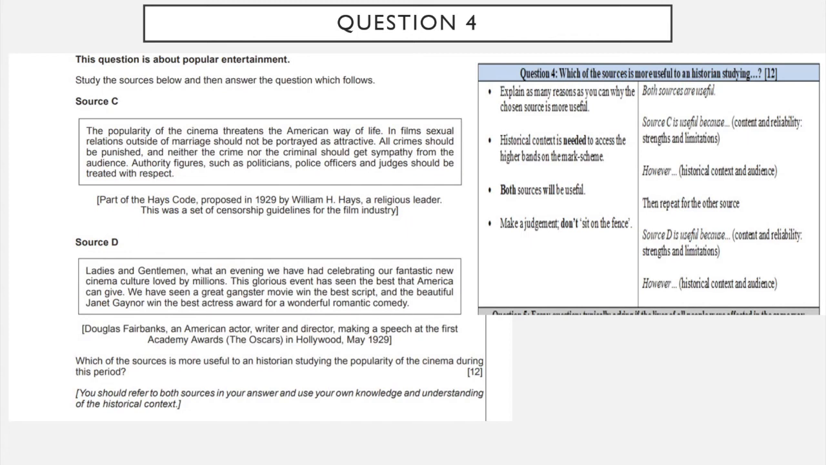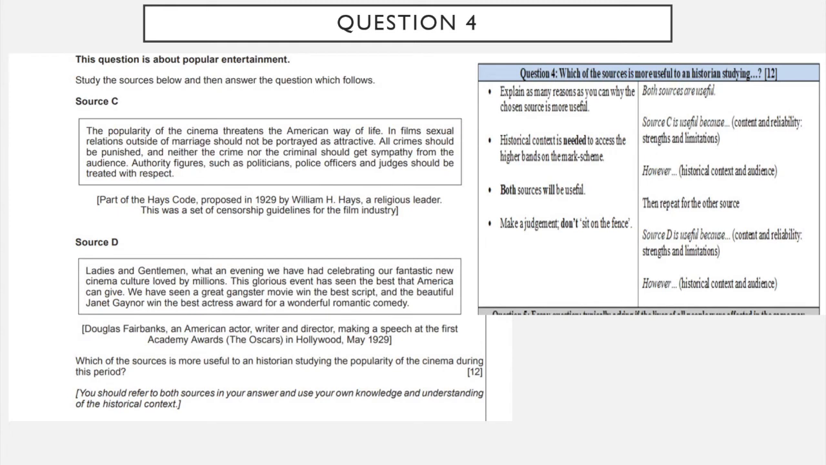Look at date, author, tone, and audience. Why does that make it reliable? Why does that limit its reliability and utility as well? Then you're going to repeat that again for the other source. So again, content, data on the source, date, author, tone, and audience. How does that make it reliable? Remember what I've always said to you, it's that analysis that's really important.